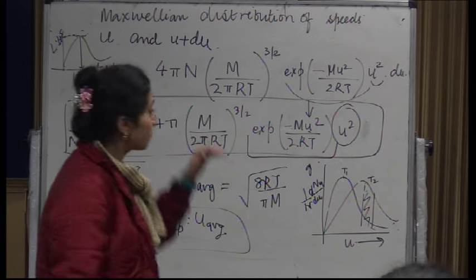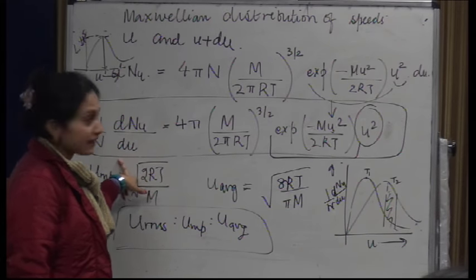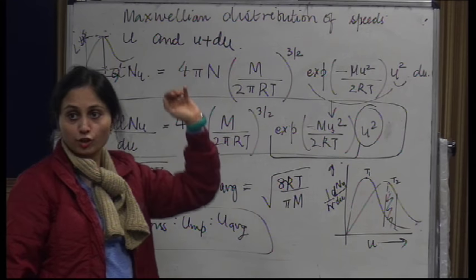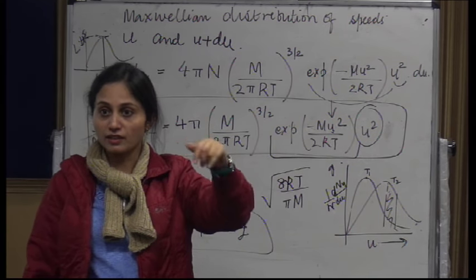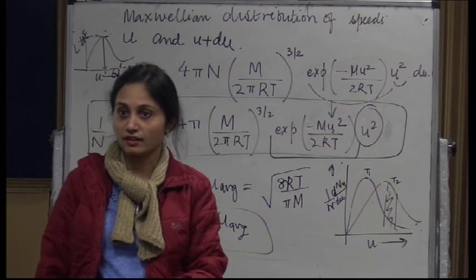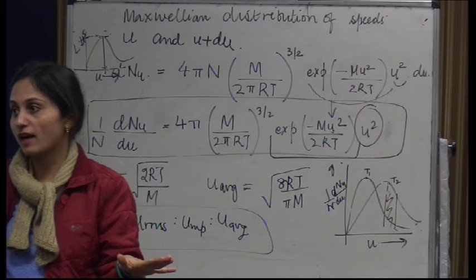What do we plot? That is the fraction of molecules, that you can understand. And then we plot, the plot looks like this. You know what dominates in the first half and what dominates in the second half. From here we get the most probable speed. That most probable speed is equal to under root of 2RT by m.